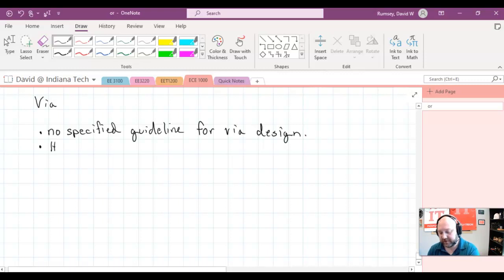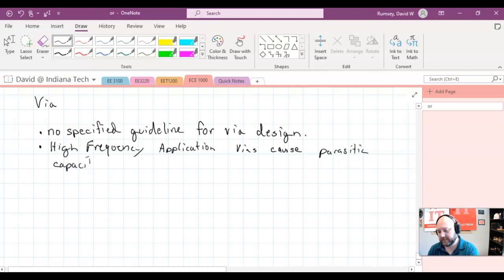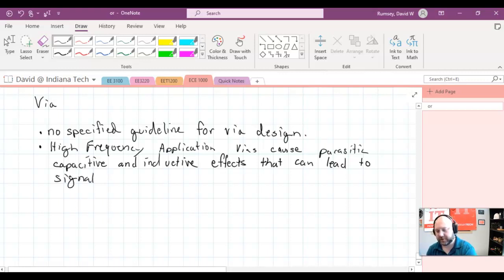For high frequency applications, which is what we're not going to worry about, vias cause parasitic, capacitive, and inductive effects that can lead to signal degradation. In other words, at high frequency, and when I say high frequency I mean above 500 kilohertz, things can get really challenging.